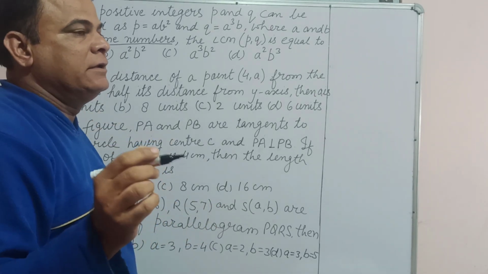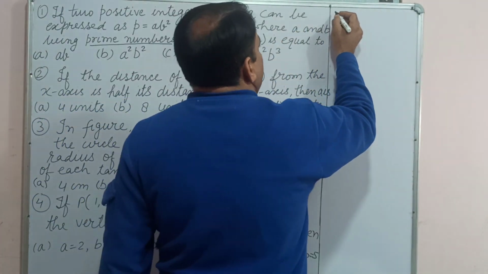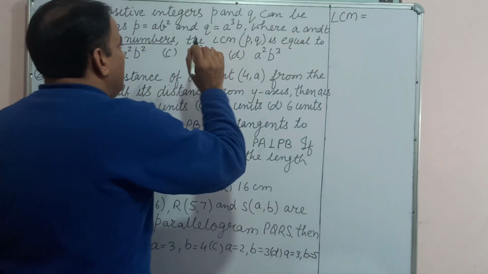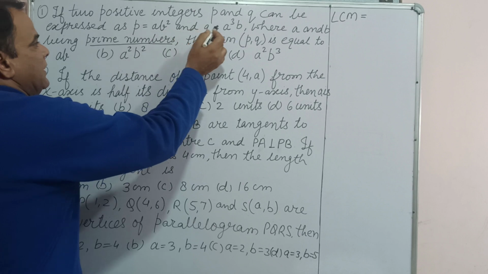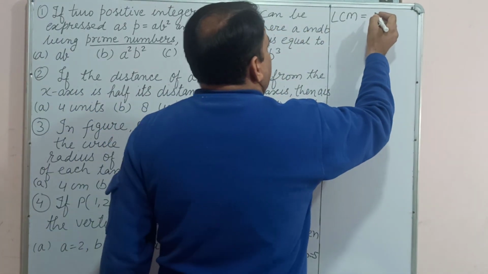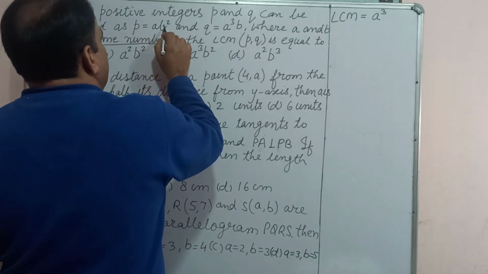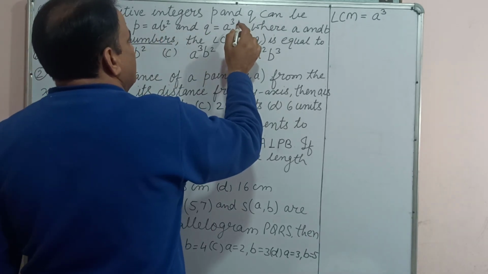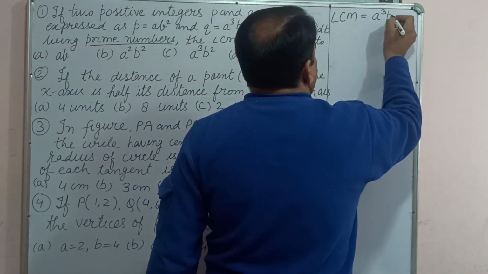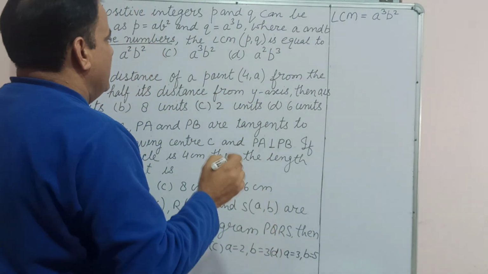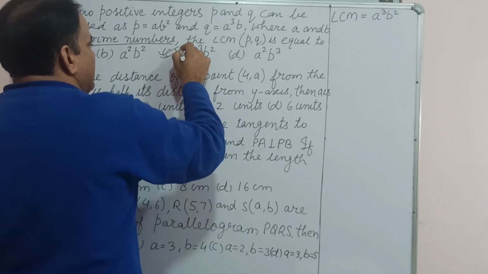We know that to find the LCM we have to take the maximum power. The power of a is 1 in one and 3 in the other, so we take a cube, and the power of b is 2 and 1, so we take the maximum power for the LCM, that is a cube b square. Our answer c is the right answer.